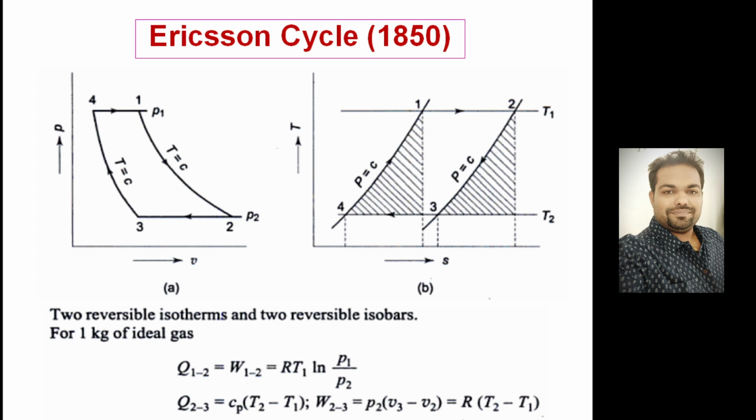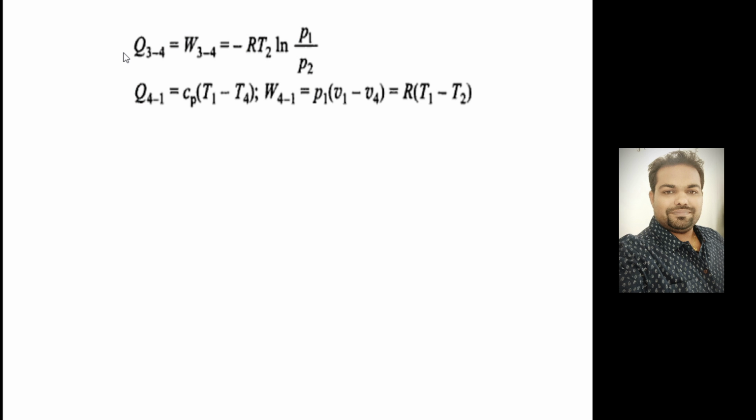you are getting. If you compare with the Stirling, compared to Stirling, the efficiency of Ericsson will be more without regeneration. Without regeneration itself, you can get the better efficiency. Similarly, the same expression you can write for 3 to 4, that is equal to W3 to 4, given by R T2 ln of P1 by P2. And Q4 to 1, again a constant pressure process, Cp (T1 minus T4). And for a constant pressure process, the work can be written as P1 (V1 minus V4). That is also equal to, you can write P1 V1 is equal to R T1 and P2 V2 is equal to R T2. So R (T1 minus T2).